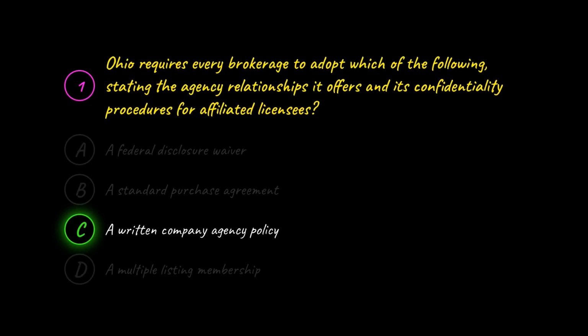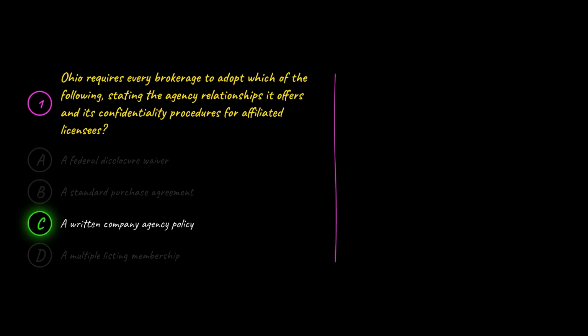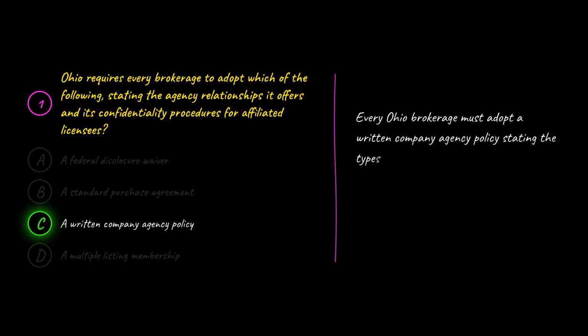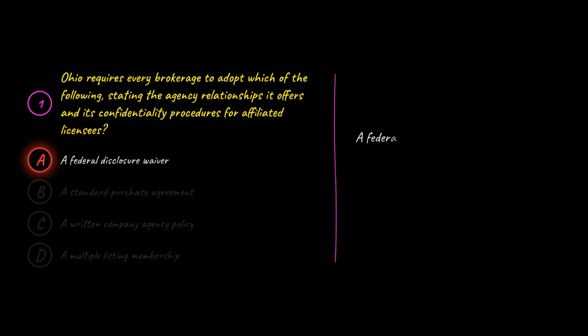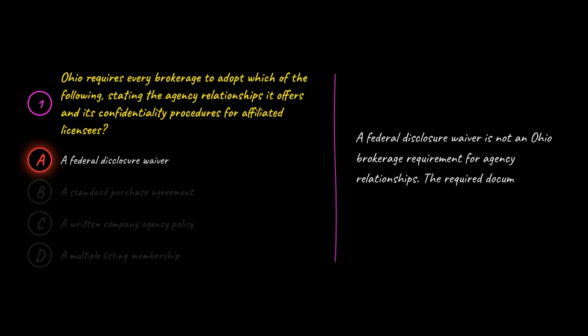The correct answer is C, a written company agency policy. C is correct because every Ohio brokerage must adopt a written company agency policy stating the types of agency relationships it offers, whether it permits dual agency, and the confidentiality and information barrier procedures for affiliated licensees. A is wrong because a federal disclosure waiver is not an Ohio brokerage requirement for agency relationships. The required document is the brokerage's own written agency policy.